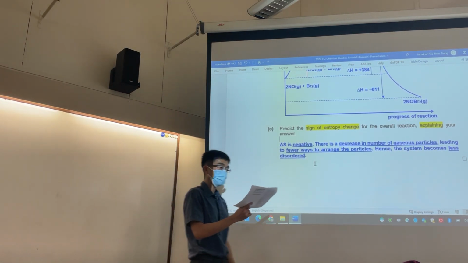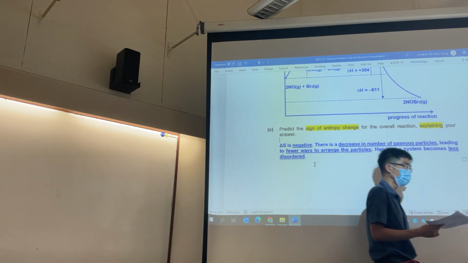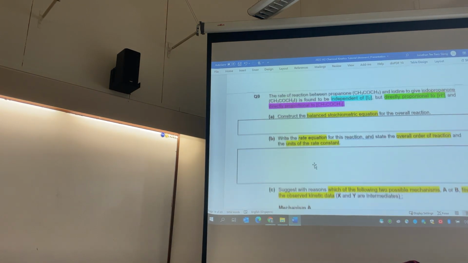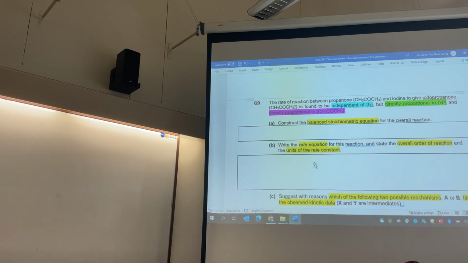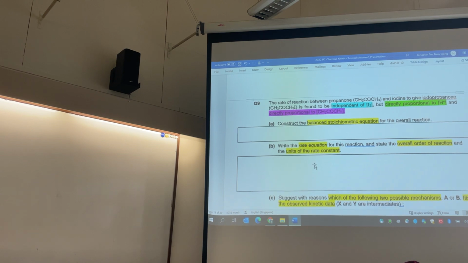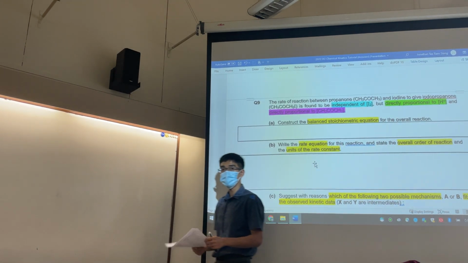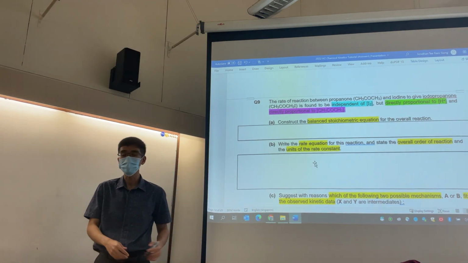We may not be able to finish the entire question 9, but it doesn't matter, we'll do what we can. Can you please look at question number 9 now? So this is what the question actually tells us. They say that propanone reacts with iodine to form hydrogen iodide and the other product over there. So the question is actually very kind. They already tell you the orders with respect to the different things.